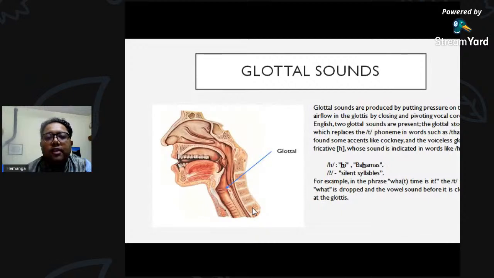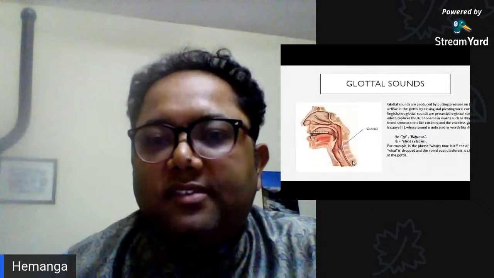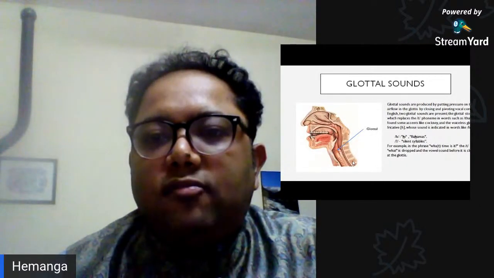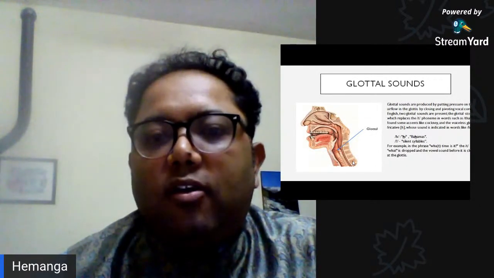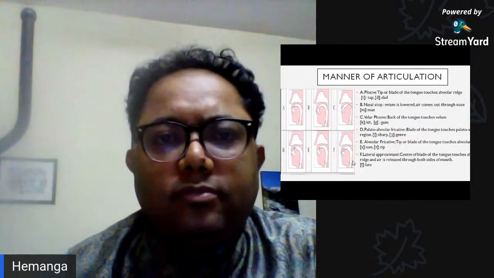Then the glottal sound, we have the glottis. The glottal sounds are produced by putting pressure on the airflow in the glottis by closing the vocal cords. In English, two glottal sounds are present. The glottal stop, which replaces the /t/ phoneme in words in some accents like Cockney, and the voiceless glottal fricative "ha", indicated in words like hat, he. All these sounds are glottal. So yes, Assamese also has this "ha" sound.